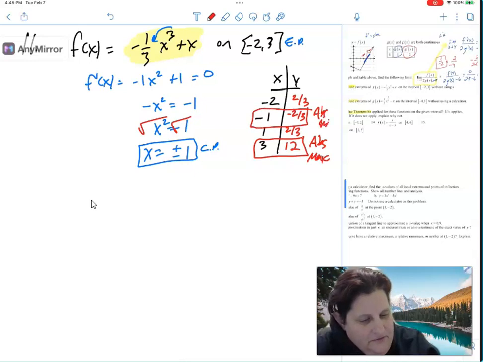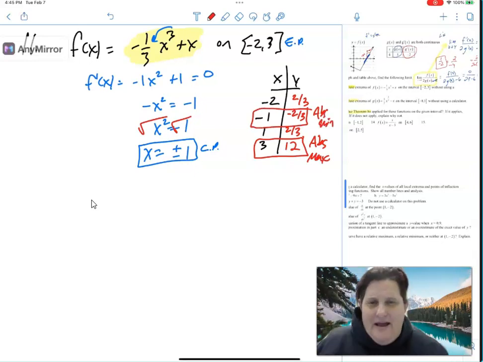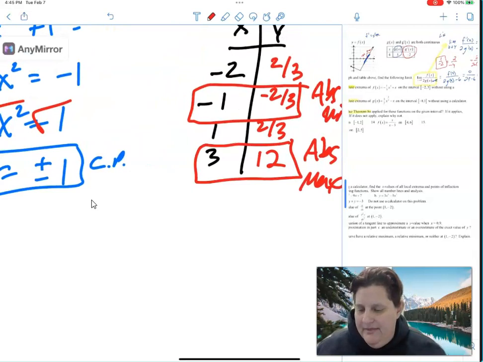That's my absolute min. So I can find them just by doing that table and then just finding the highest y value and the lowest y value. Okay?